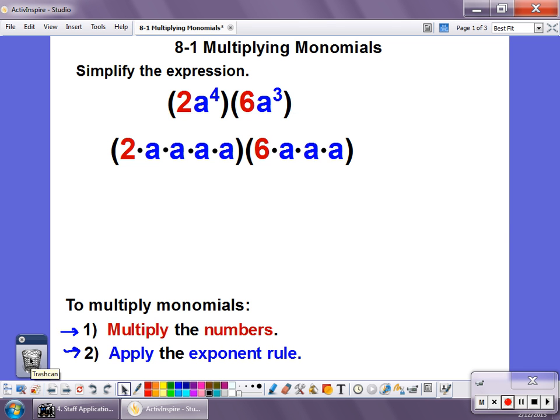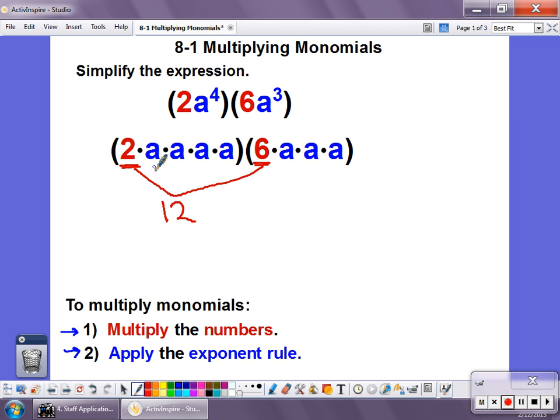2 times a to the fourth, if we expand it, would look like this. And 6 times a to the third would look like this. In order to multiply these two things together, the first thing we want to do is multiply our numbers. 2 times 6, which gives me 12. The next thing I'm going to do is apply my exponent rule. Our exponent rule is the product rule.